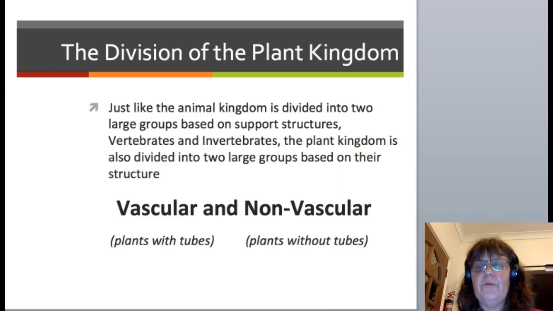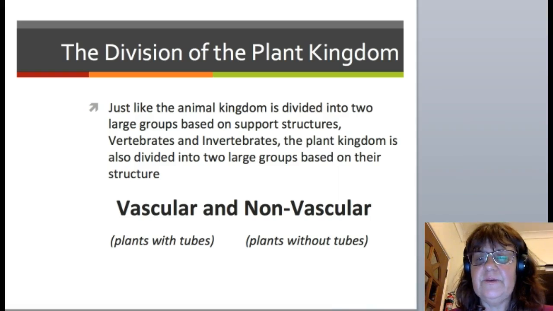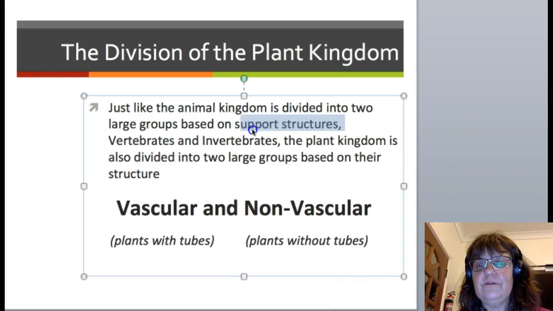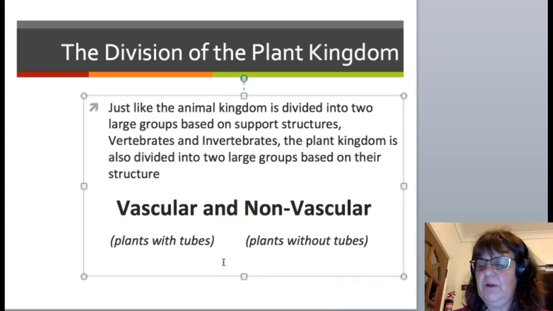When we go through, we divide the plant kingdom into the same kind of things that we divide the animal kingdoms with. As in animals, we divide it into vertebrates and invertebrates. In the plant kingdom, we divide them into two large structures, vascular and non-vascular, or plants with tubes and plants without tubes. It's weird, we don't often think of plants having tubes, do we?